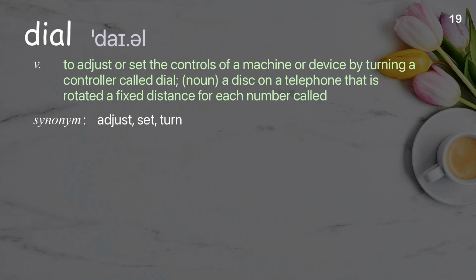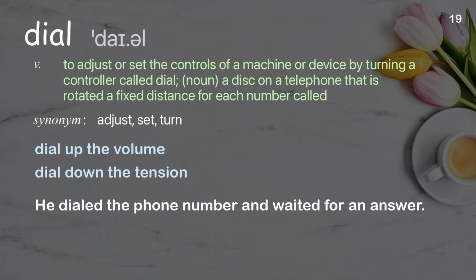Dial. To adjust or set the controls of a machine or device by turning a controller called a dial. Noun: a disc on a telephone that is rotated a fixed distance for each number called. Examples: dial up the volume. Dial down the tension. He dialed the phone number and waited for an answer.